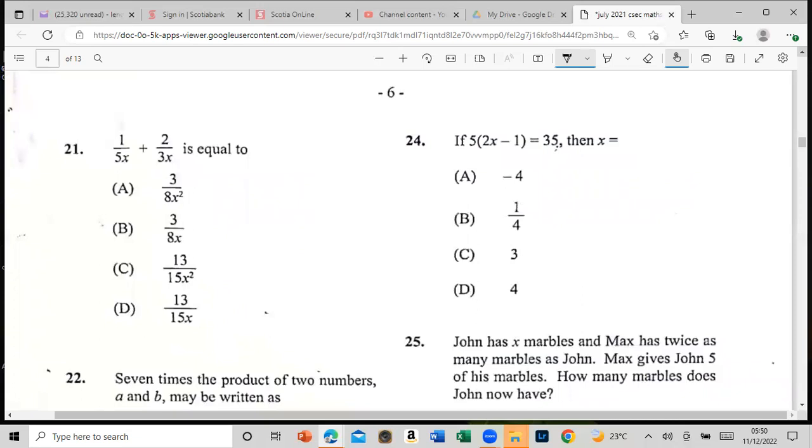Alright, so number 21 says 1 over 5x plus 2 over 3x is equal to. What's the answer for this, guys?